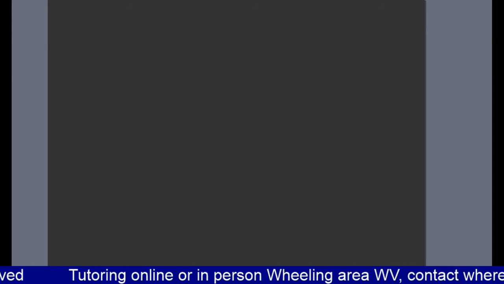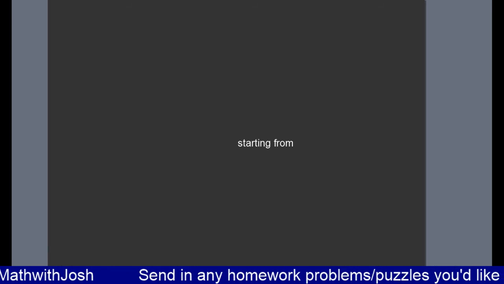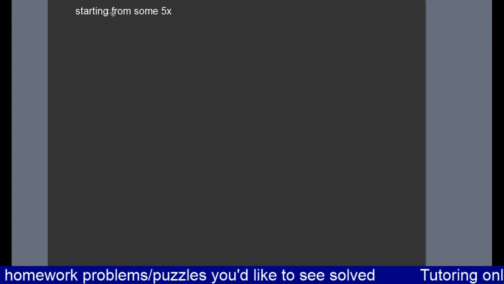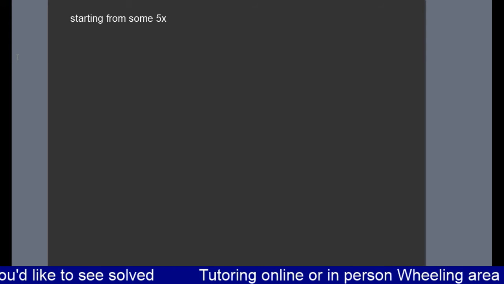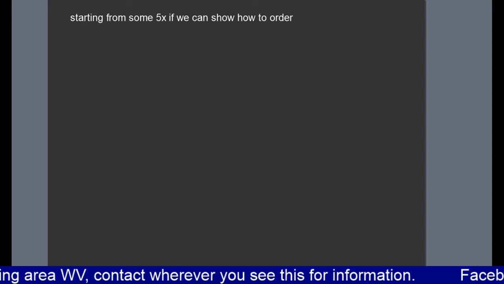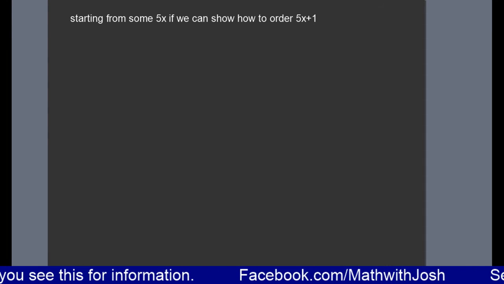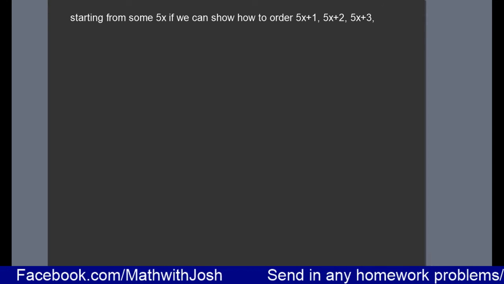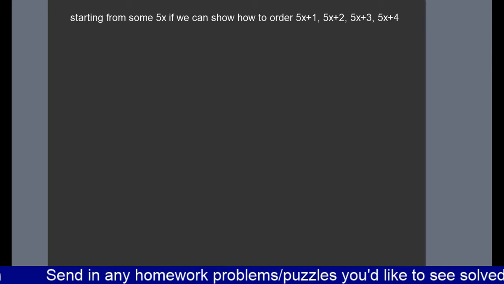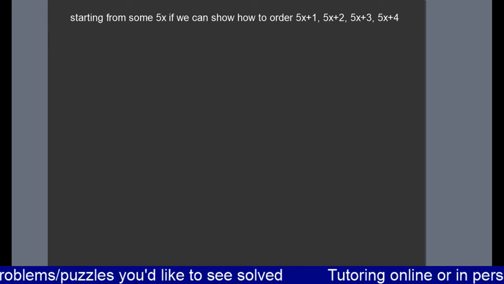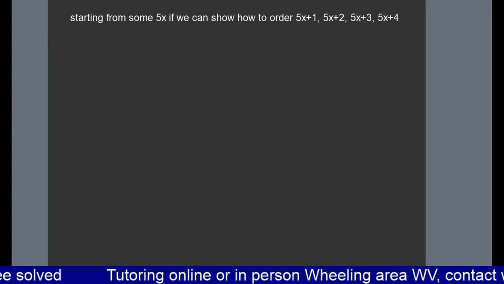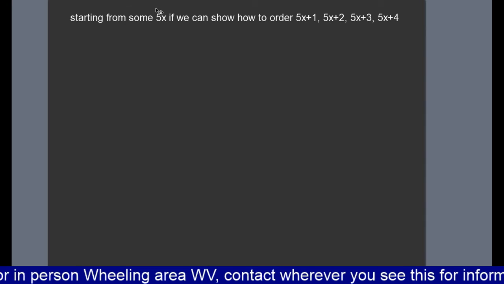And my idea was, let's say we're at some number that's a multiple of 5. We're at some 5k. What we want to do, starting from some 5x, where x is just some counting number, so we're at some number which is a multiple of 5. If we can show how to order 5x plus 1, 5x plus 2, 5x plus 3, 5x plus 4, that is, if we can show a way, given that we're at 5x, how to turn the 5x into 5x plus 1, 5x plus 2, 5x plus 3, and 5x plus 4, that lets us construct everything after that 5x point.